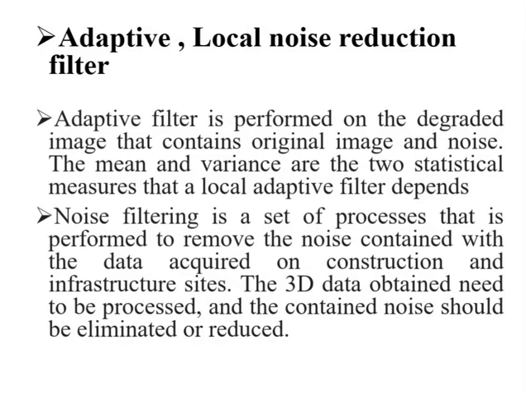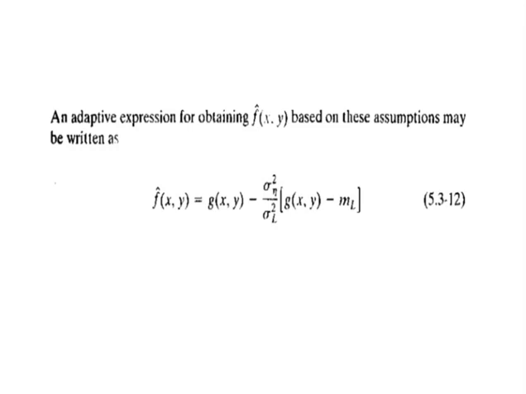The adaptive expression for obtaining f cap of x, y based on this assumption can be written as f cap of x, y is equal to g of x, y minus sigma n square upon sigma L square times g of x, y minus mL.